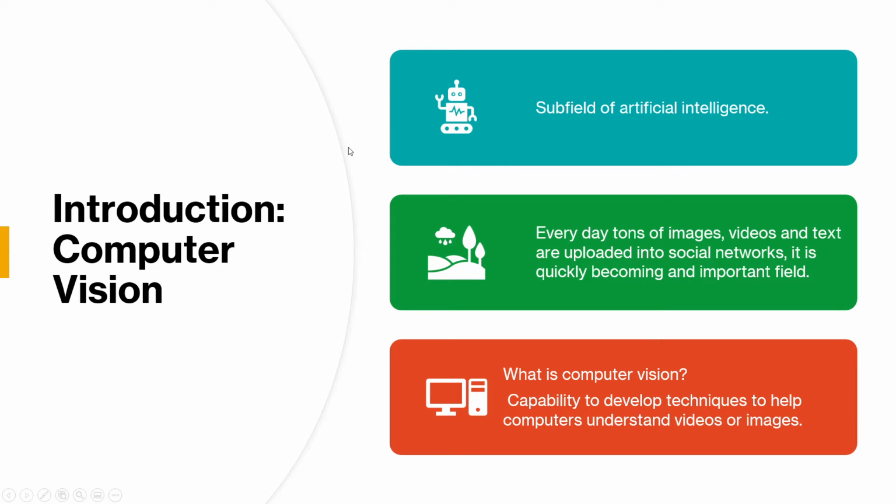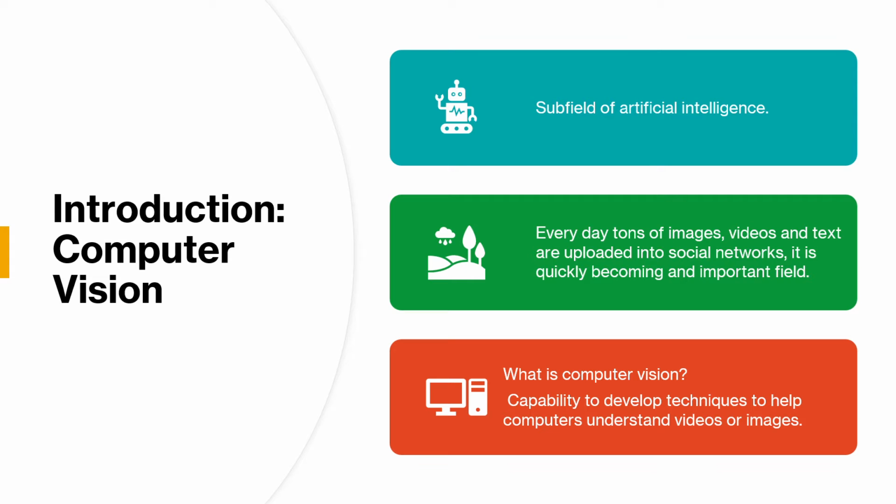Okay, so I'm going to give a very brief introduction about what computer vision is. I'm pretty sure a lot of you already know this, but computer vision is a subfield of artificial intelligence. We all know that every day tons of images, videos, and text are uploaded into social networks, and it is quickly becoming a very important field.